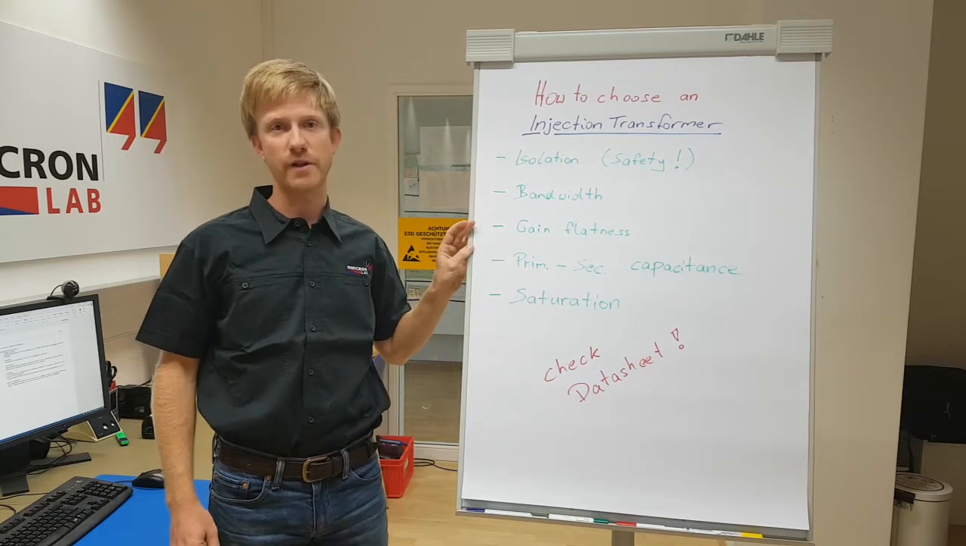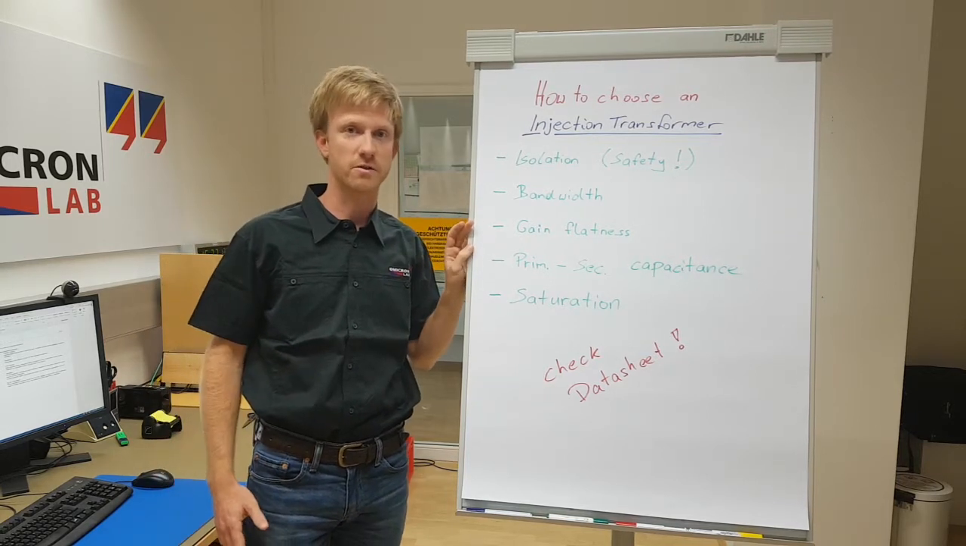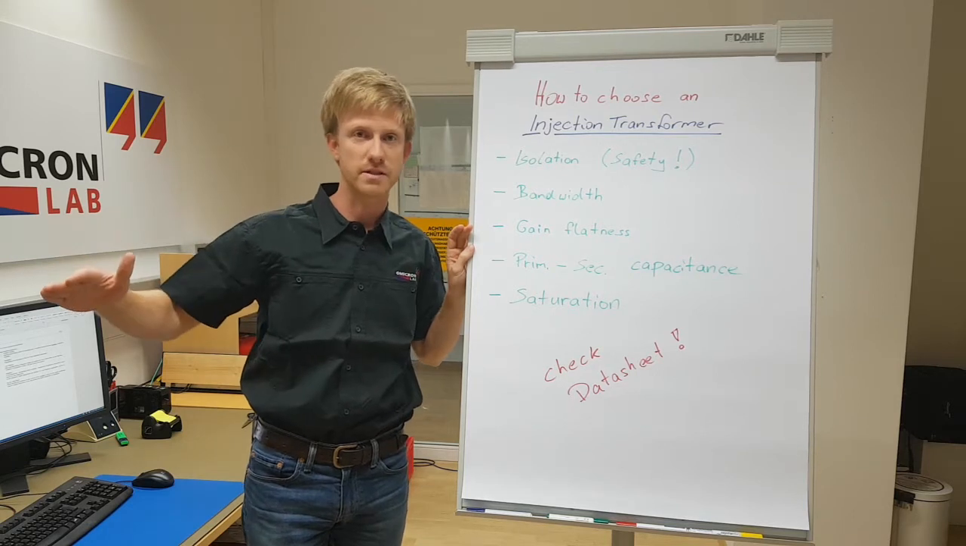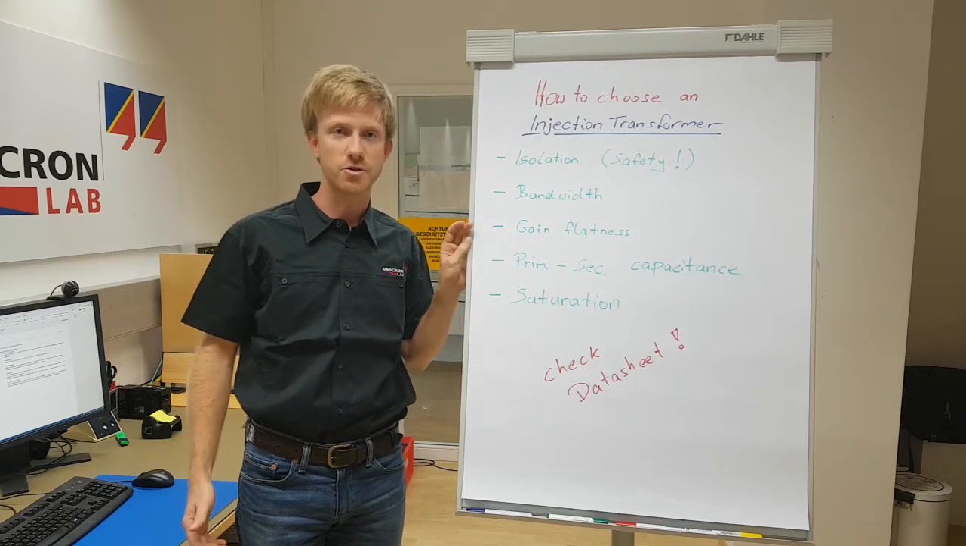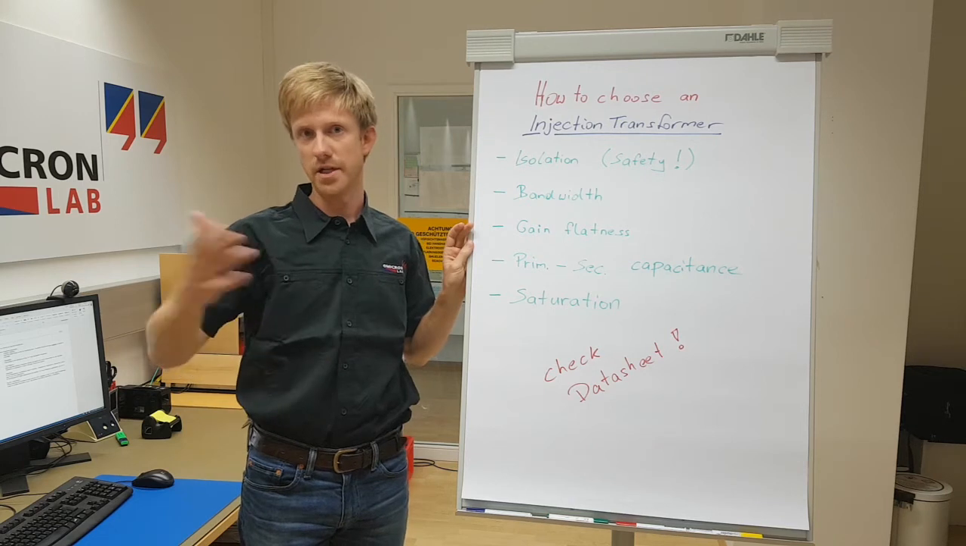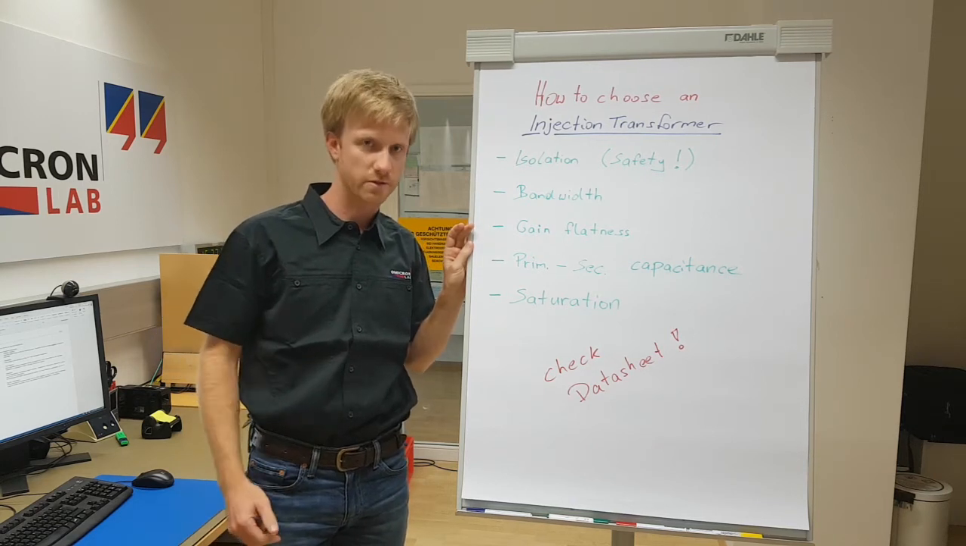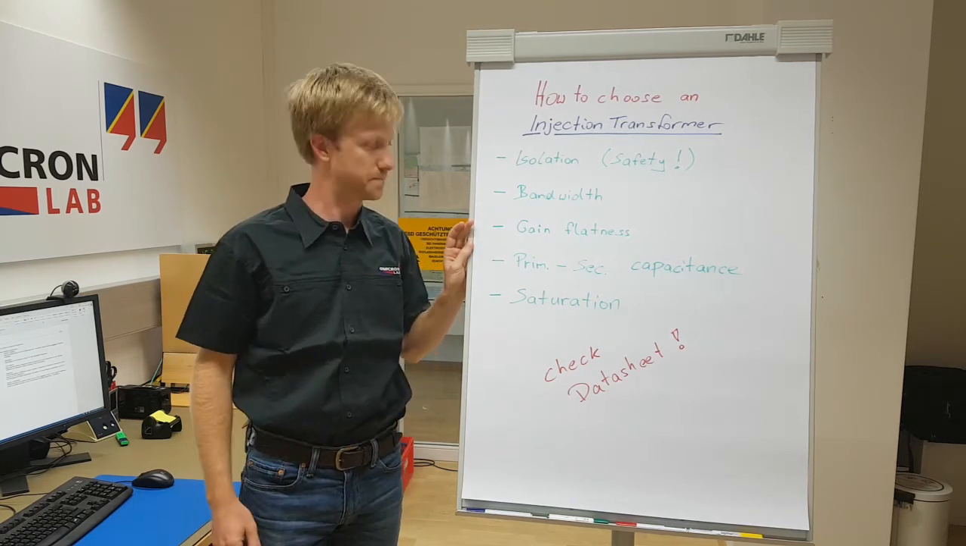The next thing is gain flatness. You want to be sure that your injection transformer has a flat gain over frequency. That's the only way you can ensure that disturbances or any glitches are not coming from your injection transformer, but really from your system under test.